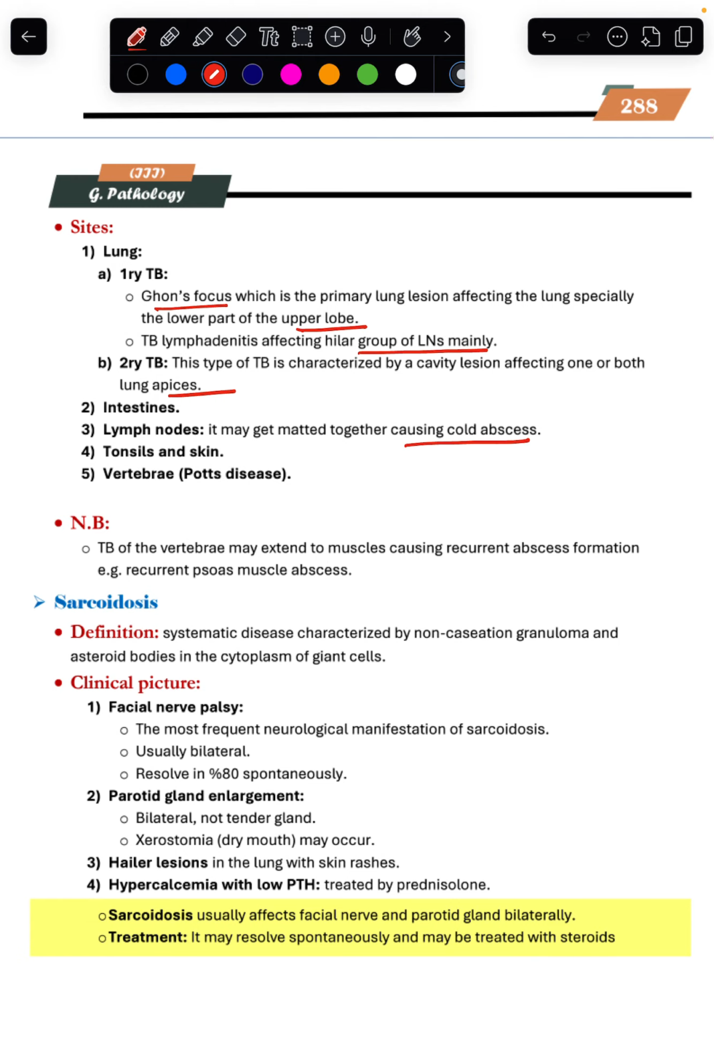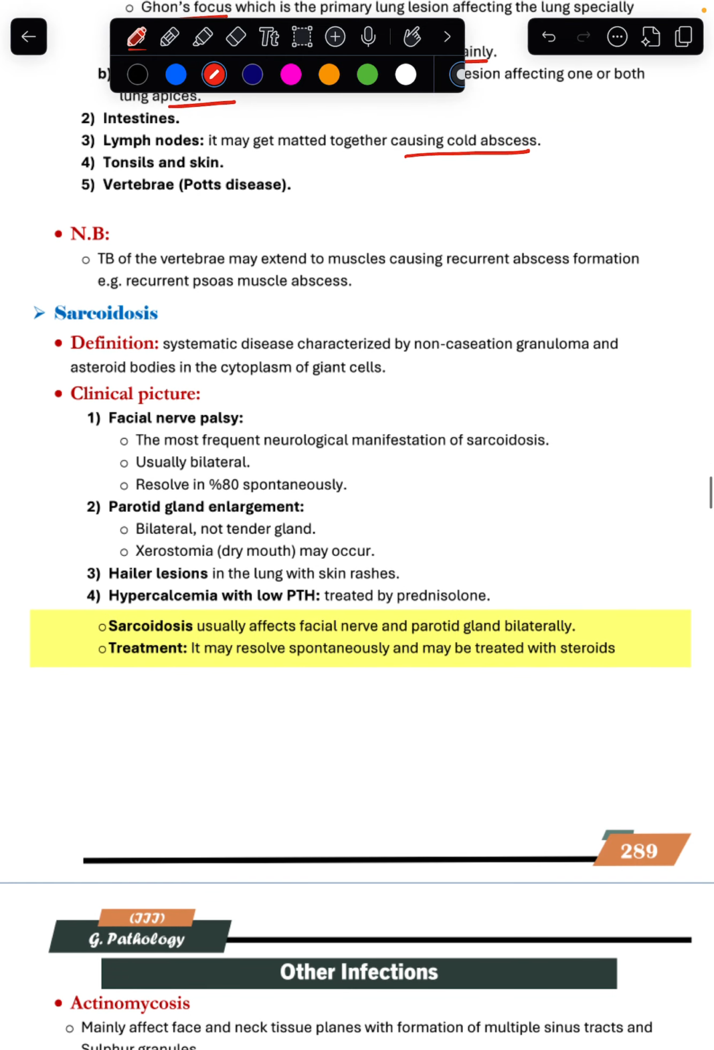Lymph nodes matting together, cold abscess, vertebrae. Tuberculosis may extend to muscles, with recurrent abscess formation. Sarcoidosis: what about sarcoidosis? A systemic non-caseating granuloma.